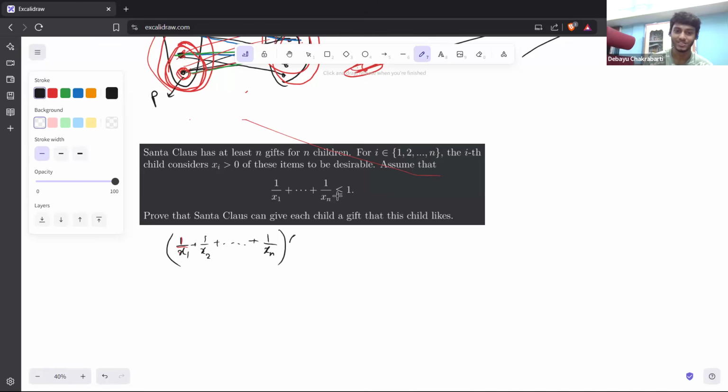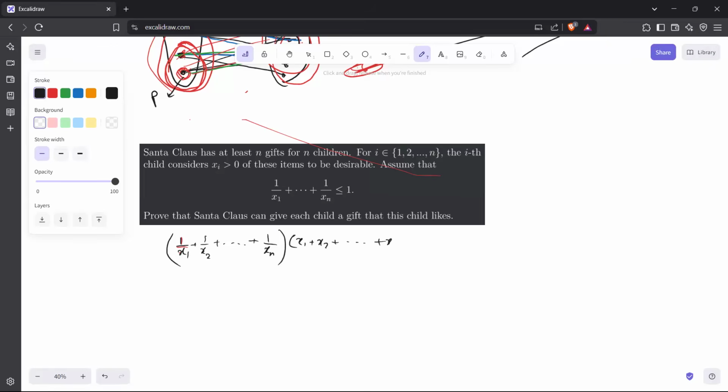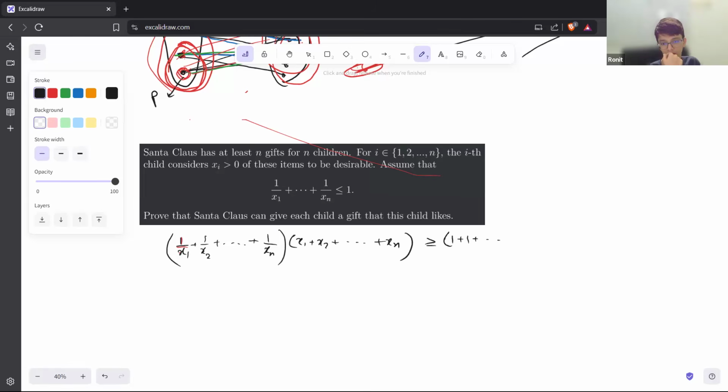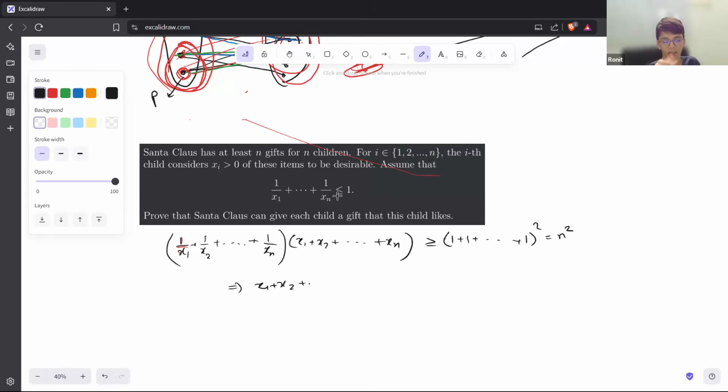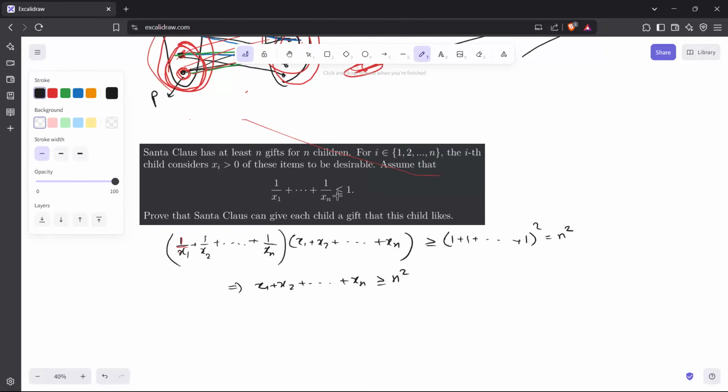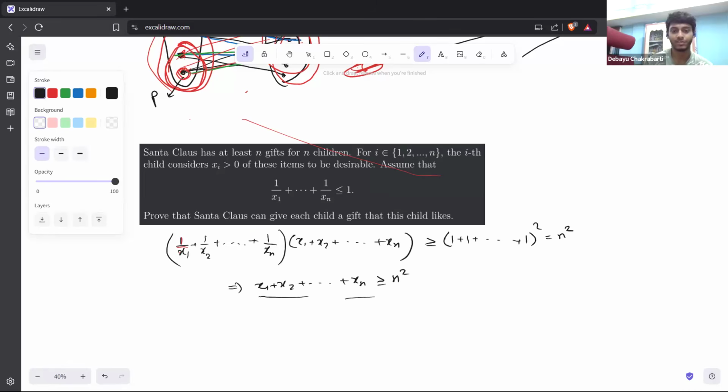Okay, what do we do with Cauchy? Do we just do this? Yes. But then that gives you squared, which is n squared, and divide. So that sum is greater than n squared. Okay, but this gives you an inequality across all n, and to do anything with Hall's theorem, you need it for any subset.